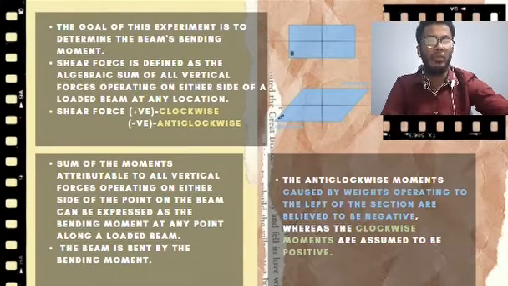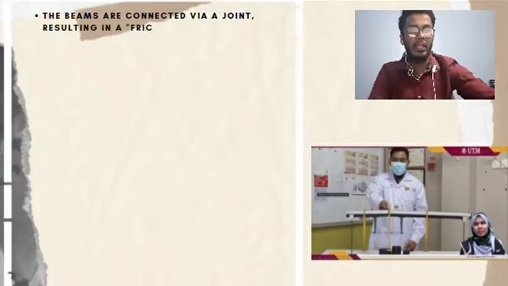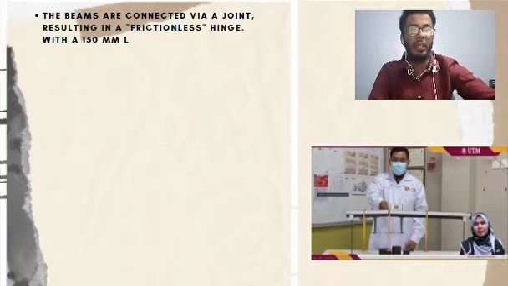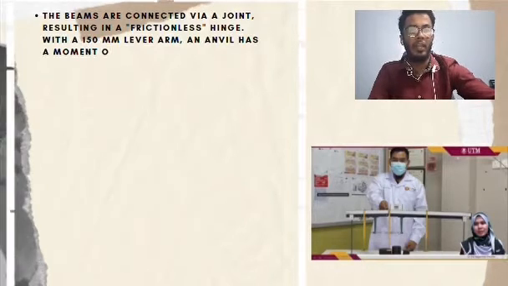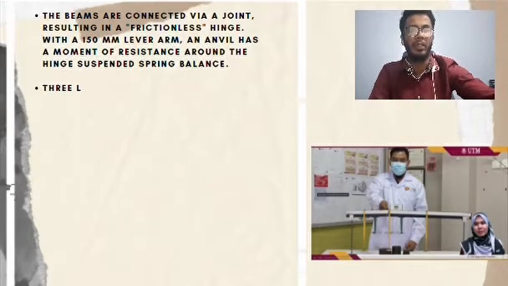The anti-clockwise moments caused by the weights operating to the left of the section are believed to be negative, whereas the clockwise moments are assumed to be positive. The beams are connected via a joint, resulting in a frictionless hinge. With a 150 mm lever arm, an anvil has a moment of resistance around the hinge, suspended from a spring balance.